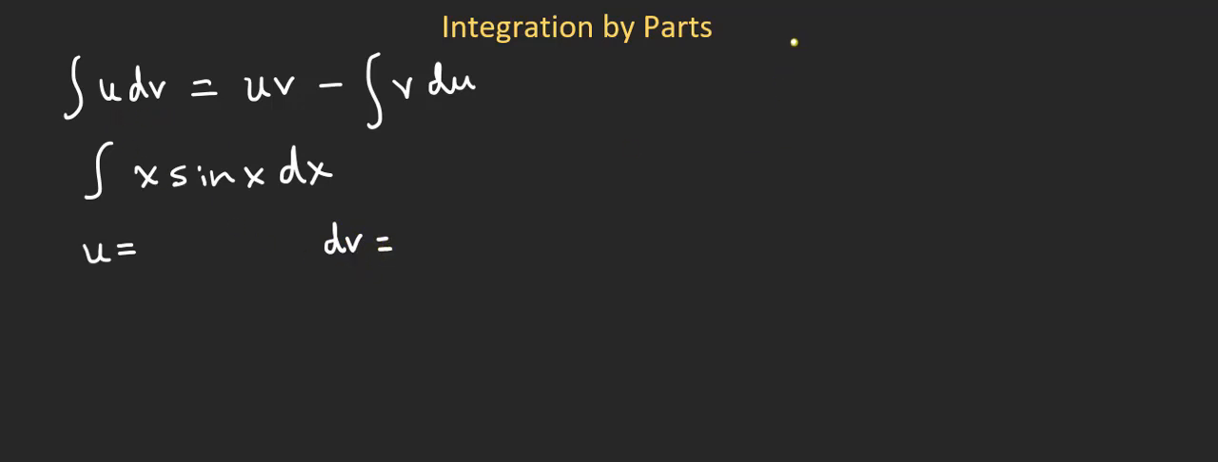So again, let's go back to our acronym, LIPET. Do we have any natural logs? No. What about inverse trig? No. What about polynomial? We do. It's x. So u is going to be our x. And dv therefore is going to be sine x dx.